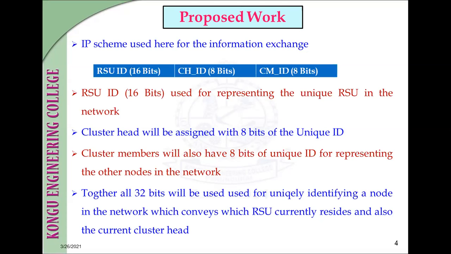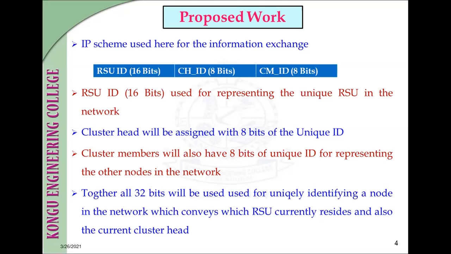The RSU ID needs to be maintained, which is a 16-bit field. This is a proposed scheme. So the RSU ID is maintained with 16 bits of information, the cluster head is allotted 8 bits, and the cluster member is allotted 8 bits, together 32 bits. We maintain 16, 8, and 8 for each of these. The RSU is allotted 16 bits to represent the unique RSU in the entire network, and the cluster head similarly: 8 bits are used for a unique cluster head ID, and cluster members are allotted 8 bits.